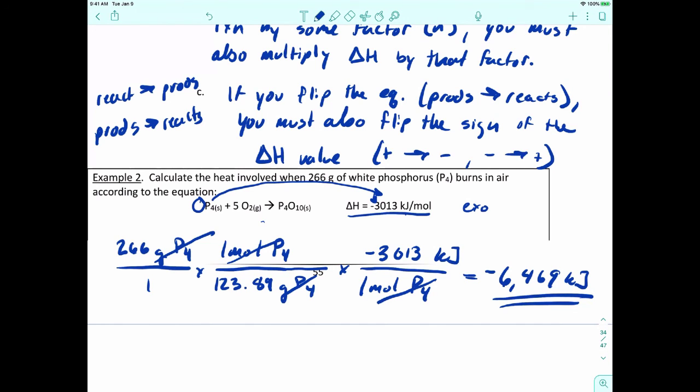A thermochemical equation is just like a normal chemical equation. The only difference is you have an enthalpy value that goes along with it. But you treat it just like you would as if it was a reactant or a product.